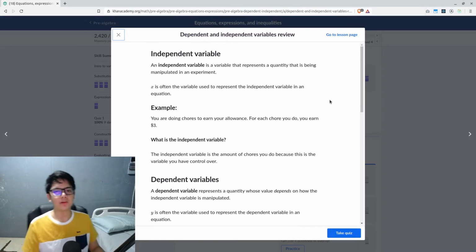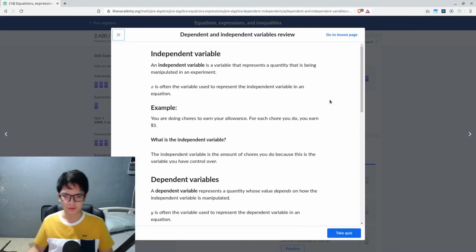An independent variable is a variable that represents a quantity that is being manipulated in an experiment.